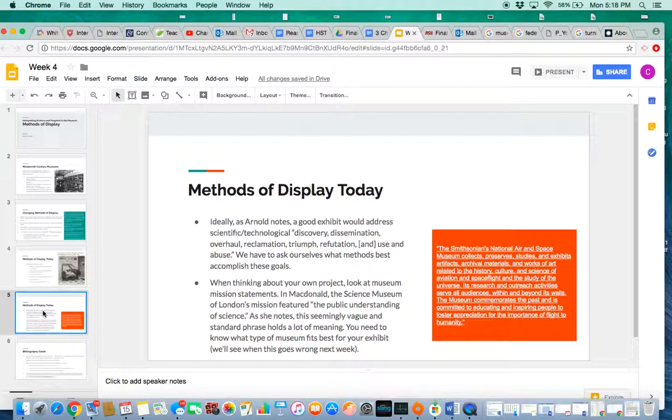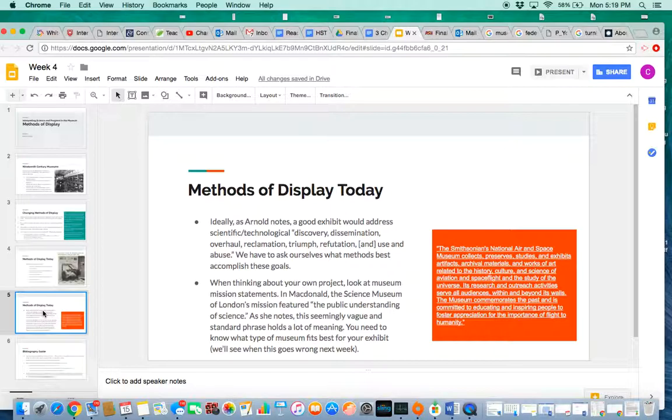So ideally, as Arnold is going to say, a good exhibit would address a variety of things. It wouldn't just talk about an innovation, or it wouldn't just talk about how these technologies have been used, but it would be a combination of all of the social and cultural context that created this scientific innovation or this technological development. So you want to ask yourself, because we are at the end of this class coming up with ways to do this successfully, right, is what methods do you think work best to accomplish the goals that you have for your exhibit?